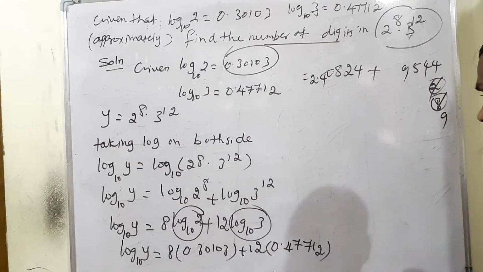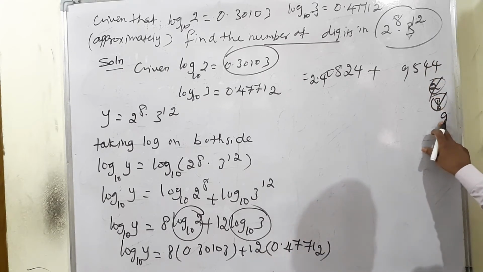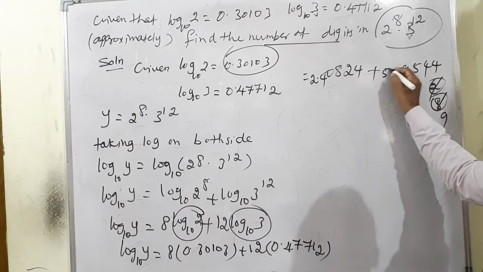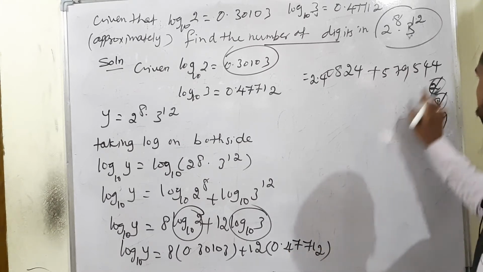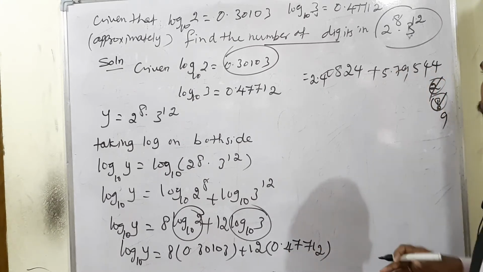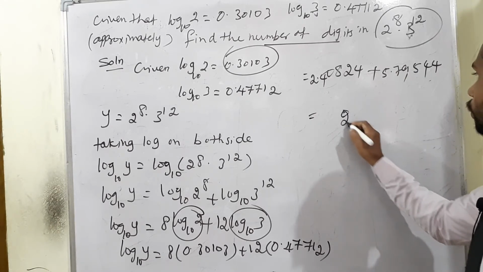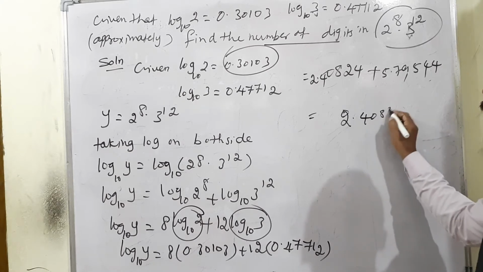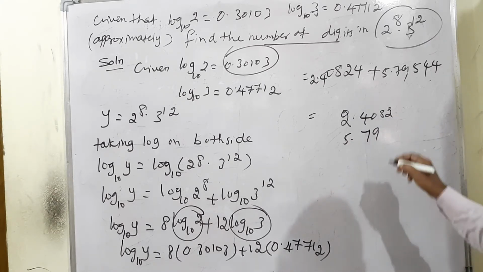So 9. Last condition, for 12 4s are 48. 48 plus 9 means 57. Here also after the decimal point 1, 2, 3, 4, 5. 5.7. Therefore, the term will be, just add it now, 2.40824, then 5.79.